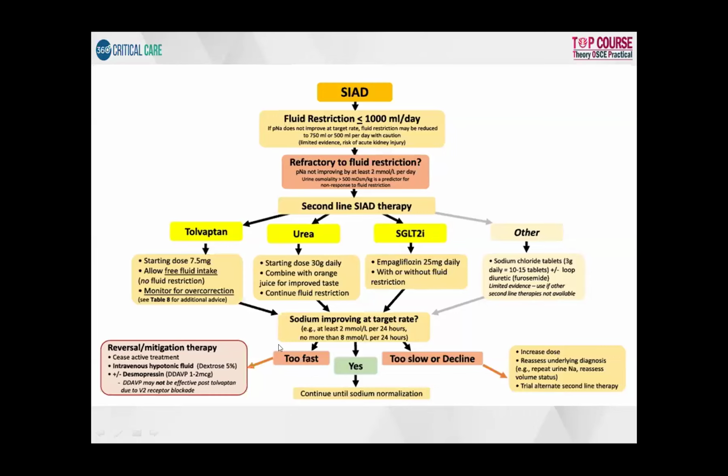If the correction is too fast, then you have to cease the active treatment and try to give some intravenous hypotonic fluid plus or minus your desmopressin. But desmopressin has no action if you're giving tolvaptan, because in tolvaptan already the V2 receptor blockade is there. So if you give desmopressin, there is no effect for the reversal of the tolvaptan.